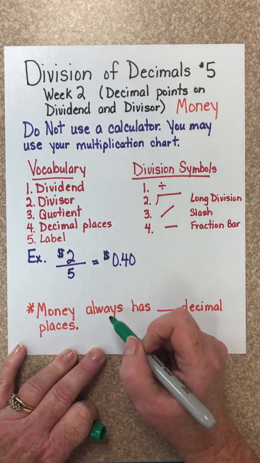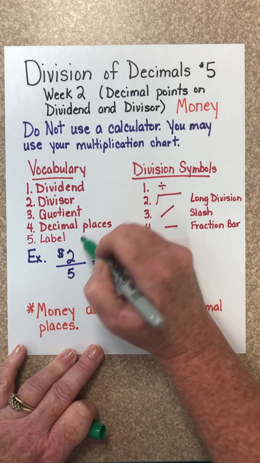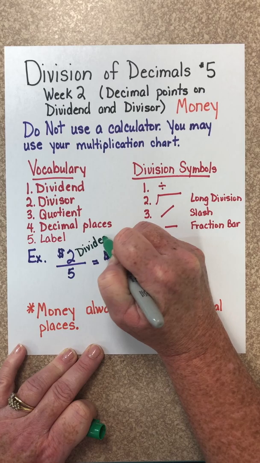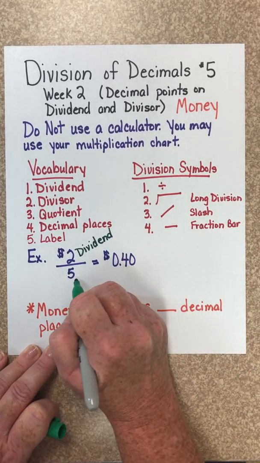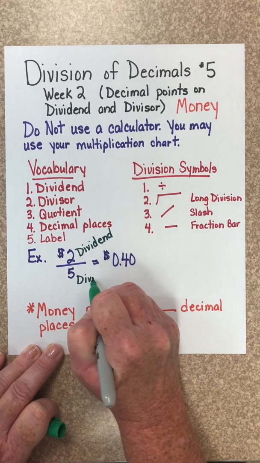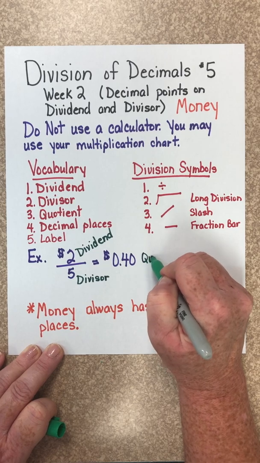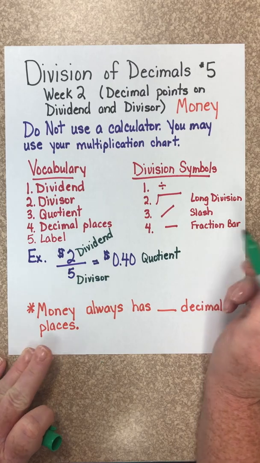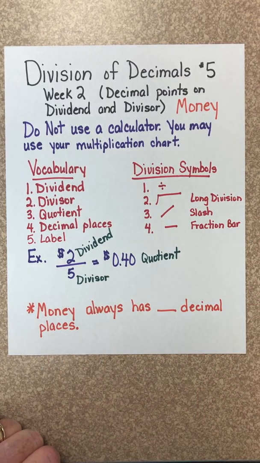So let's talk about our vocabulary. The top number in this fraction is the dividend. The bottom number in the fraction is the divisor. And the answer to division is the quotient. Now let's talk about decimal places.